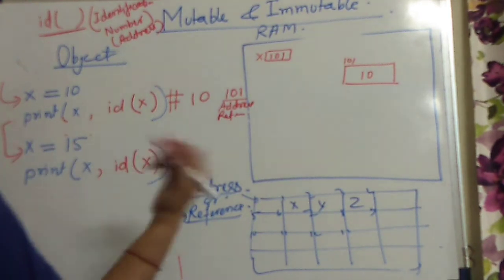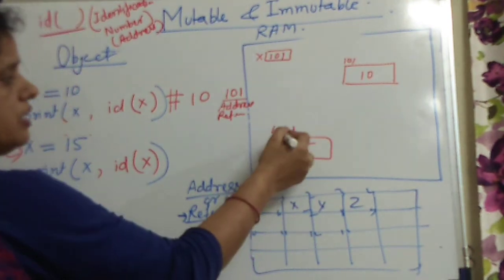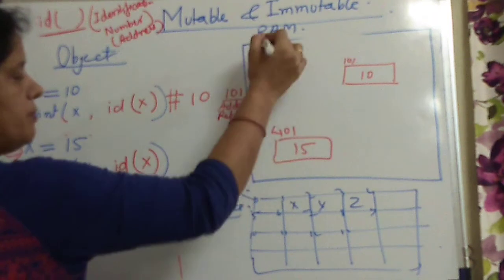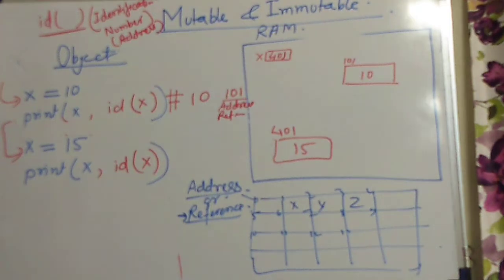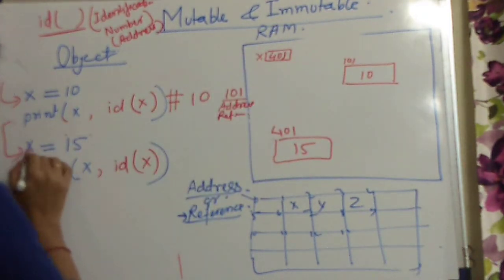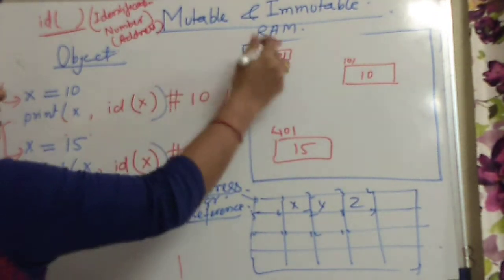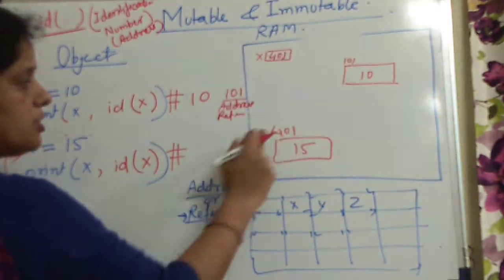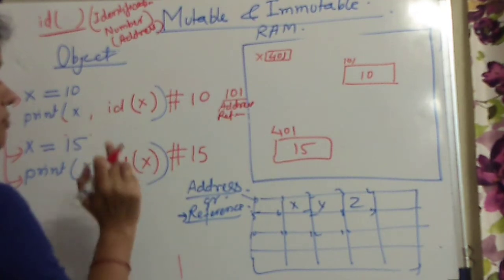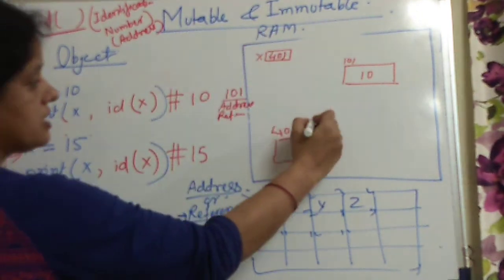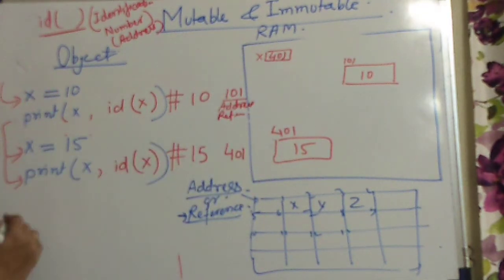x equals 15. As I told you, somewhere else in memory this 15 will be stored, and the address of that location will be assigned to x. So x will hold 401. Clear? After that, the next line, print x. So what is the value of x? The reference is 401. Where is 401? It is here. So the value 15 will get printed, and id x, the identification number of x. What is held by x? That is 401. Clear?